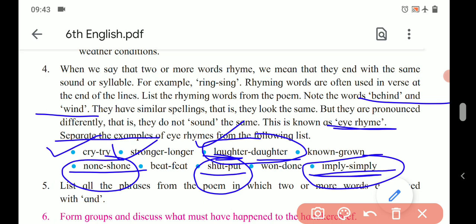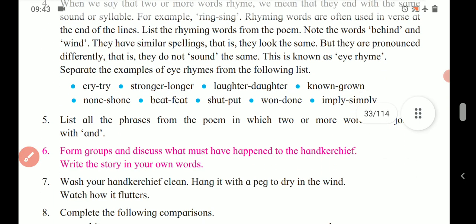So these are the two categories of rhyming words we can say. One, actual rhyming words, that is ending with the same sound, and another one which is not ending with the same sound, just which looks like the same ending, that is eye rhyme. I hope you got it.